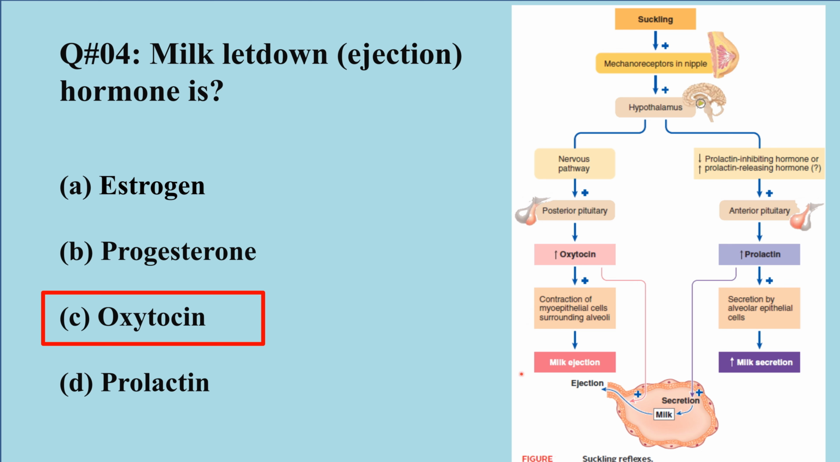There's also another hormone that works together with oxytocin, that is the prolactin. Then hypothalamus activates the anterior pituitary by increased prolactin releasing hormone. Then anterior pituitary releases increased prolactin, and then prolactin acts on alveolar epithelial cells that are involved in the increased secretion of milk. So these two hormones work together, as the prolactin is involved in the increased production of milk, but the main hormone, that is the oxytocin, is basically involved in the ejection or the letdown of the milk.